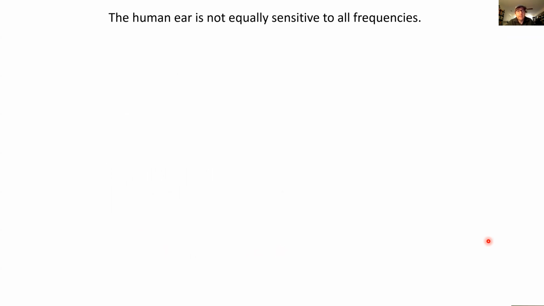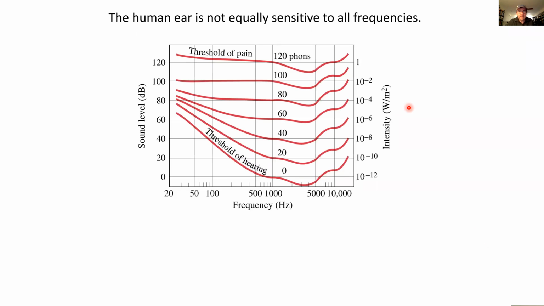Okay, the human ear is not equally sensitive to all frequencies, so we have this graph, which is a little complicated, so let's go through it. On the x-axis, we have frequency. It's on a logarithmic scale, but never mind, it's frequency. And vertically, we've got the sound level in decibels on the left, and on the right, we have the intensity. So remember that, it's one-to-one. Sound level is related to the intensity just by that logarithm transformation. So 60 decibels is always 10 to the minus 6 watts per square meter of intensity.